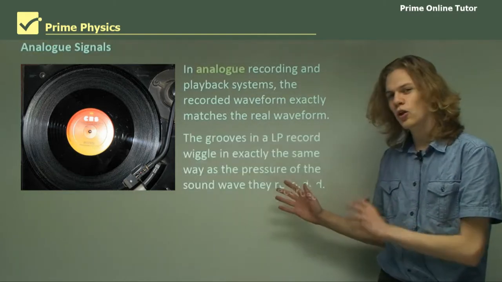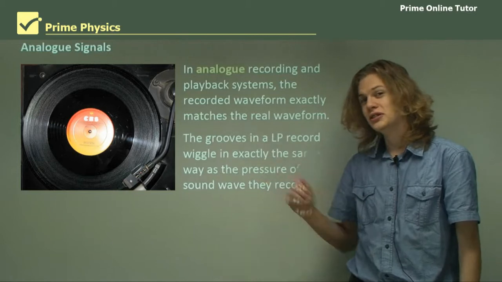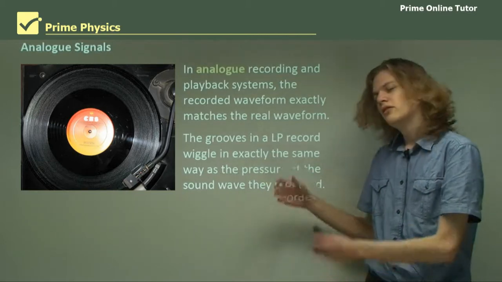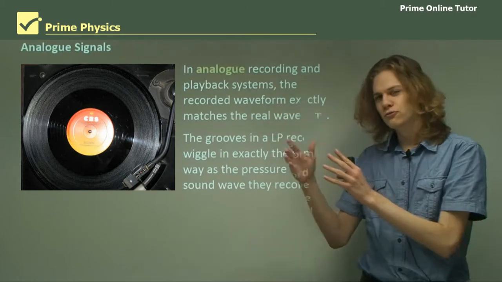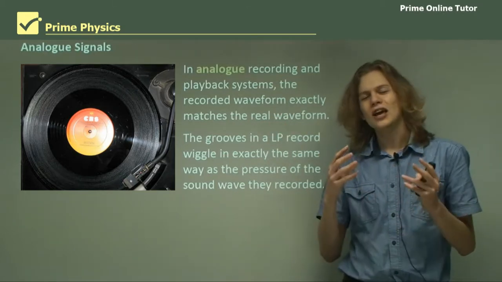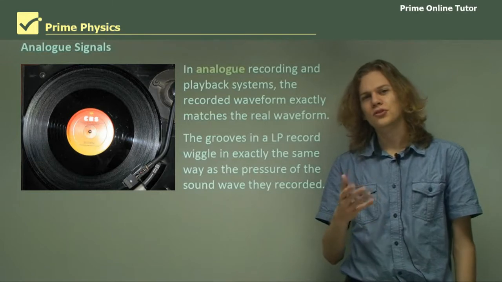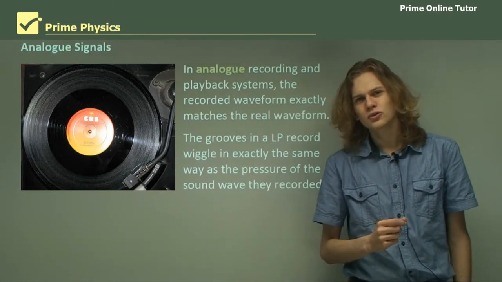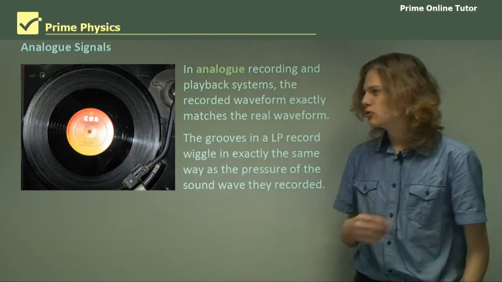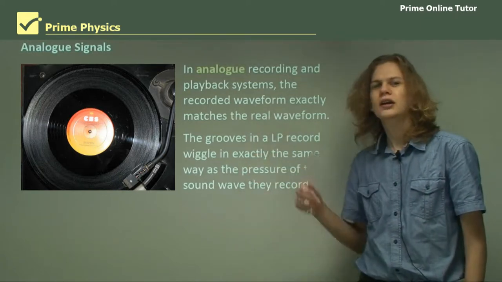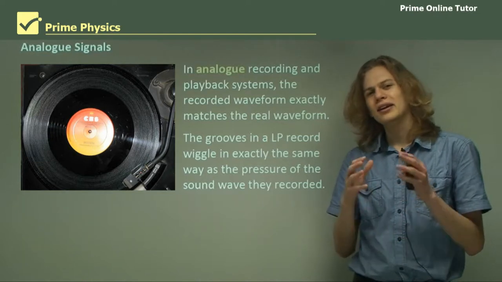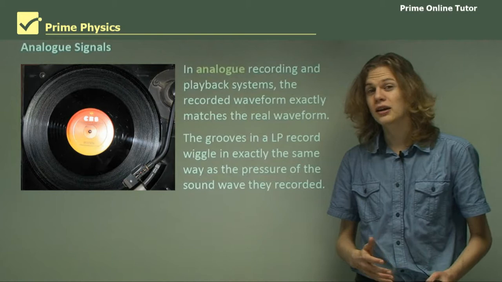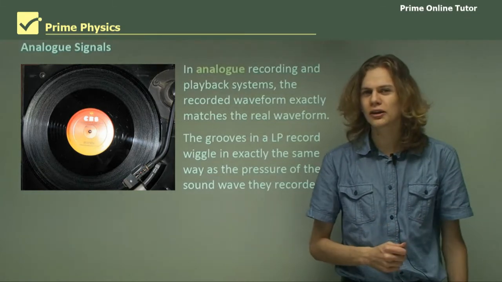There won't be any jagged edges or aliasing. So the grooves in an LP record, for example, which we can see over here, bit of old technology, but bear with me, will move back and forth in exactly the same way that the air pressure in the sound wave moves back and forth. Right? So if you could zoom in and get a microscopic picture of one of the grooves in this LP track, it would be varying up and down exactly in the same way as the sound wave that produced it, and indeed the sound wave that it produces when you play it.